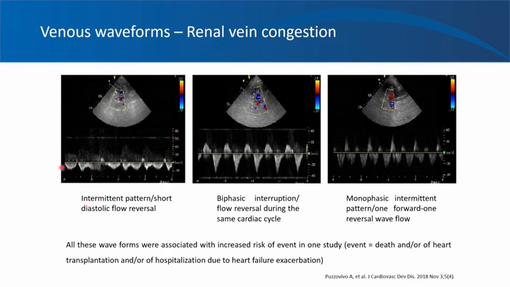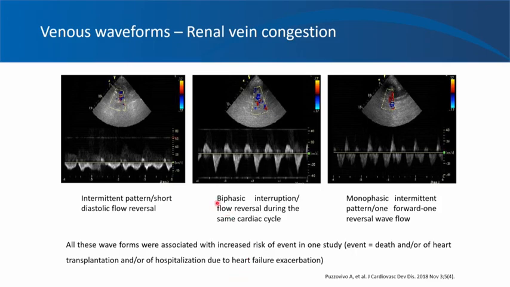The first one is called the intermittent pattern, and it also has some short diastolic flow reversal. So this is a vein, and this is the flow away from the transducer. Blue is away from the transducer, and whatever is on the top of the color bar is flowing towards the transducer. Because in the renal vein the flow is away from the transducer, it will be depicted on the bottom side of the baseline. So here you see these small peaks above the baseline. These are short diastolic flow reversals.